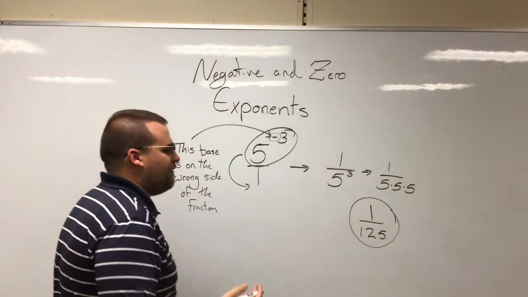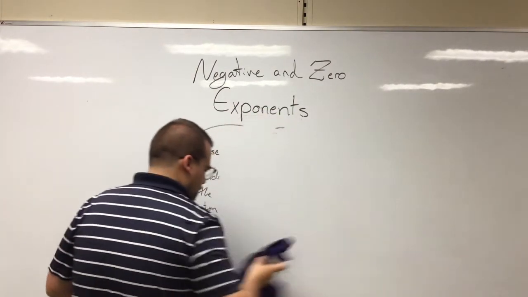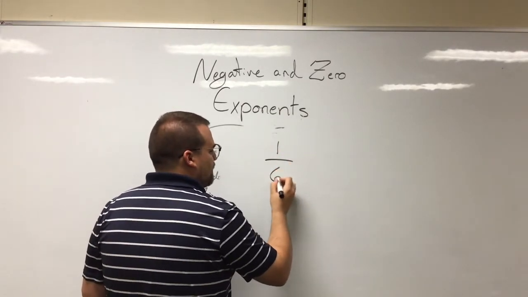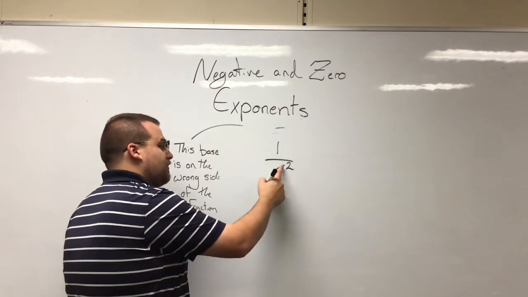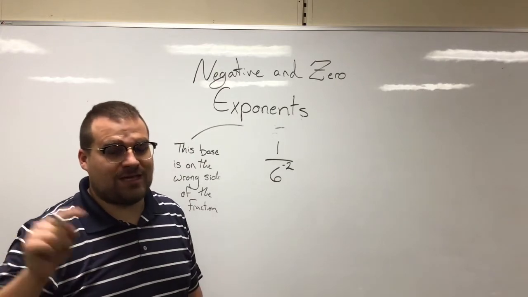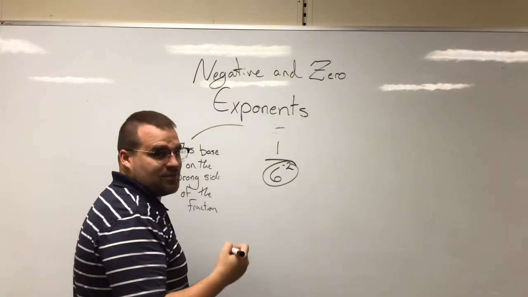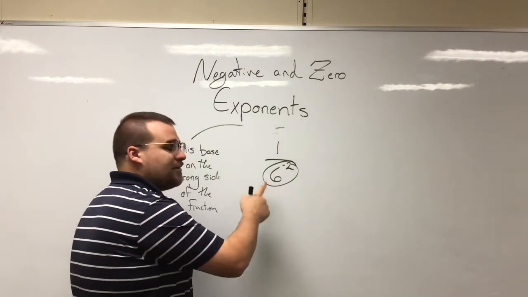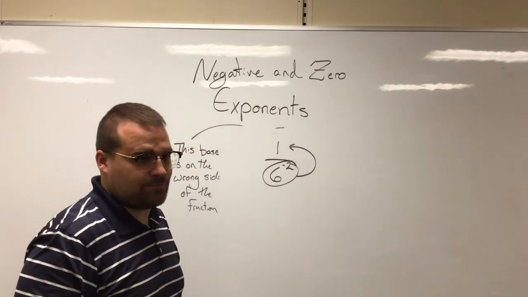So let's say we have something like 1 over 6 to the negative second power. Anytime we see a negative in front of our exponent, that means this is on the wrong side. It needs to be on the other side of the fraction. So I'm going to take this whole thing, 6 to the negative second, and flip it up to the top of the fraction.